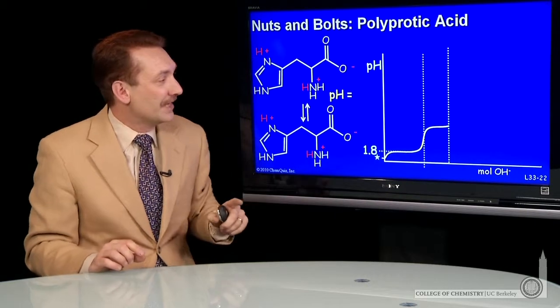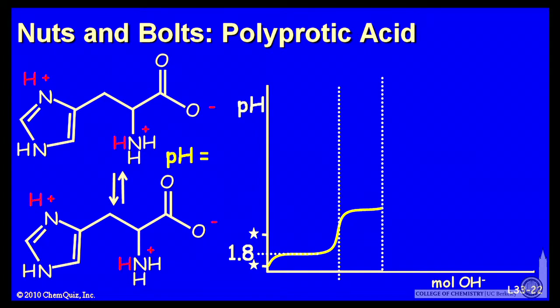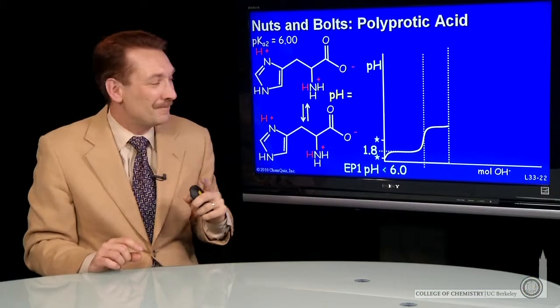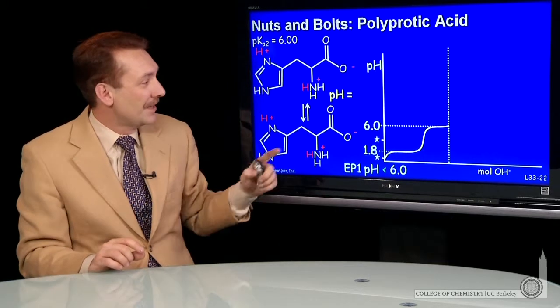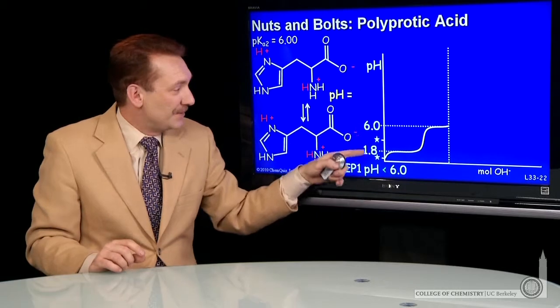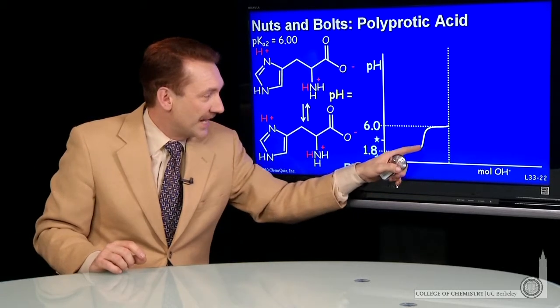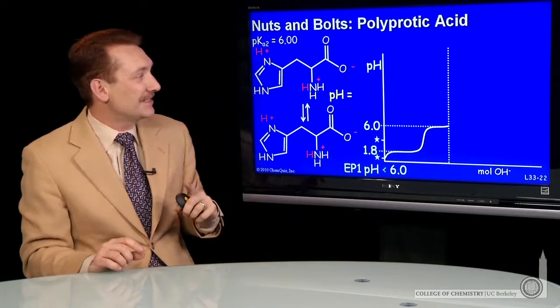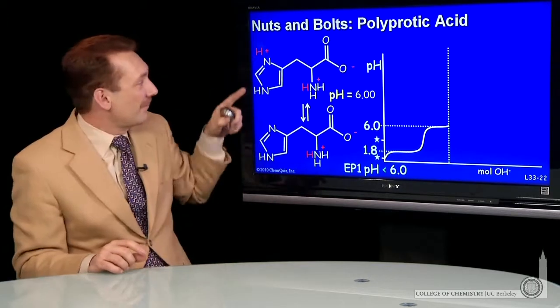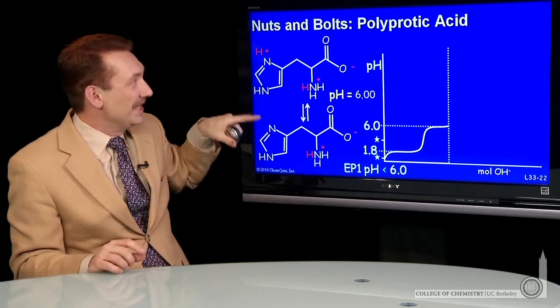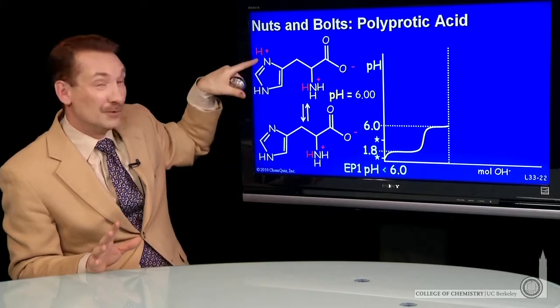So let's continue now to add base. I'll get to this first equivalence point, of course, and I know that first equivalence point will be less than pH 6, and I know that because the second pKa is 6. So this second plateau occurs at pH 6. So let's look at that. As the pH is raised from 1.8 through 2, 3, 4, 5, and gets to 6, when that pH is equal to the second pKa, then I've removed half of these protons. Now I have a mixture of these 2 molecules.